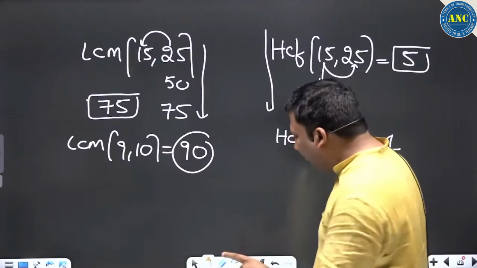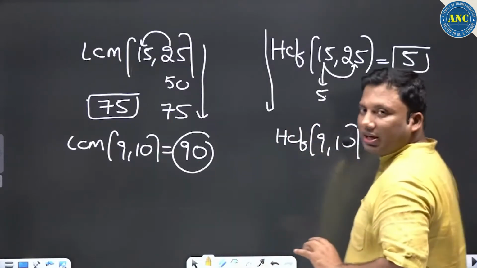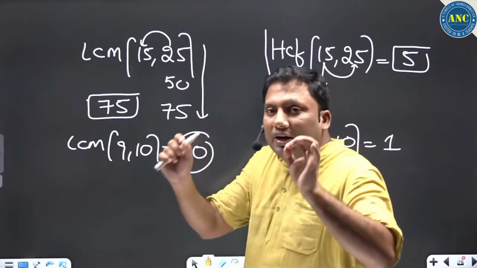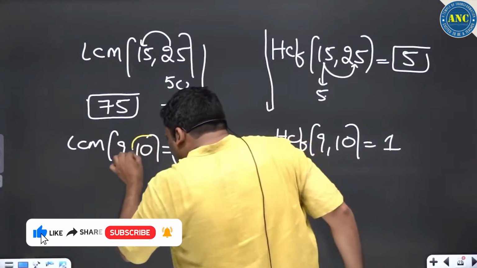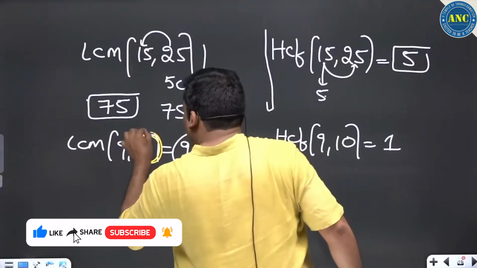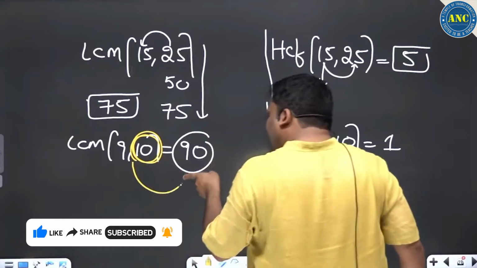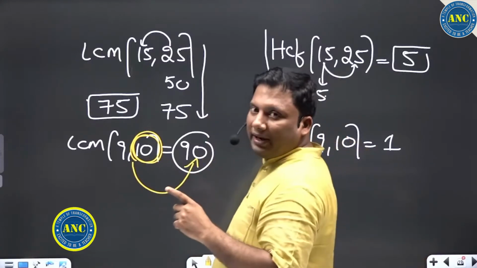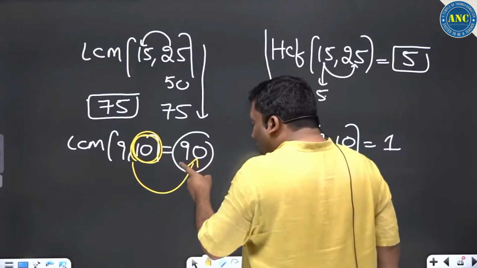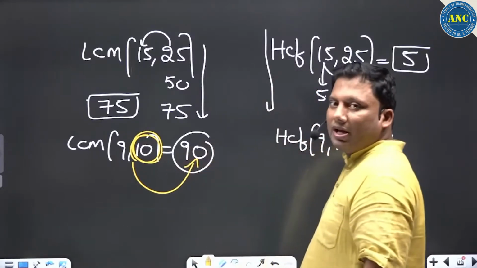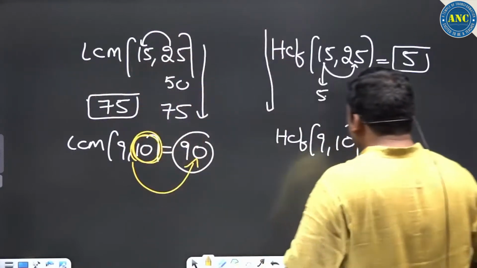Now, a very, very important key point. Please listen carefully. Whenever you are doing an LCM, if one number is divisible by 5, the answer will also be divisible by 5. Again, if one number is divisible by 5, the answer will also be divisible by 5. One number is enough for the answer option.